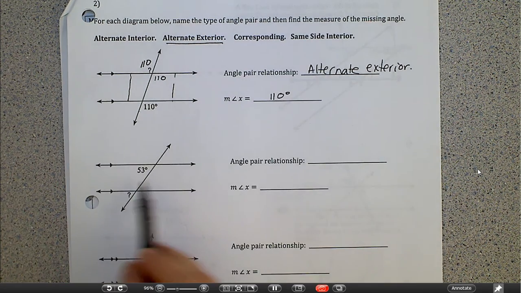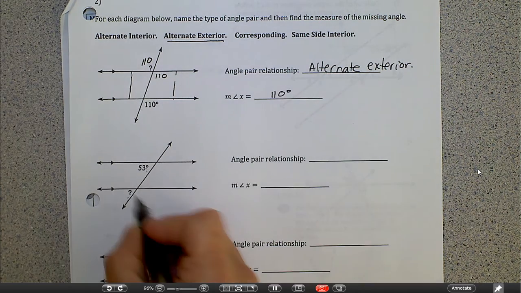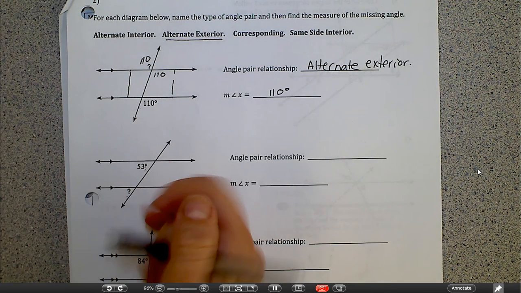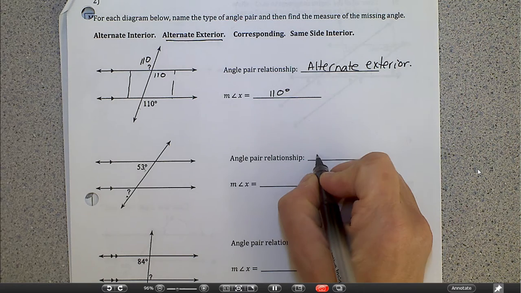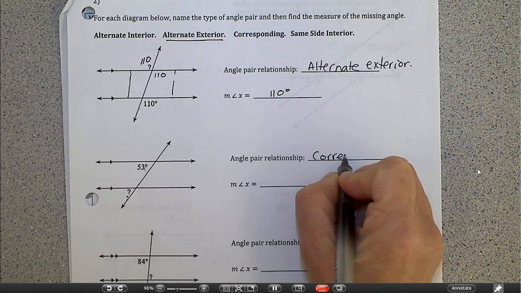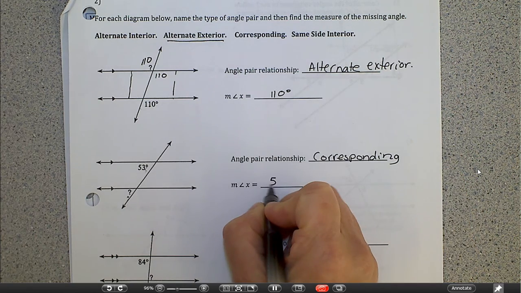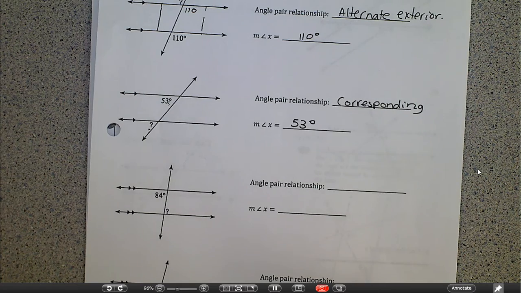We're going to go on to the next one. So over here we have corresponding angles. If we move the line down, the 53 is just below the line, so we call that corresponding, and it's 53 degrees.